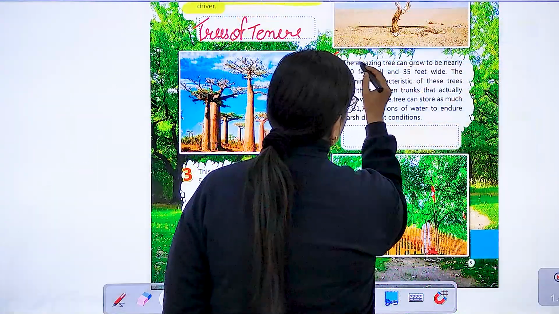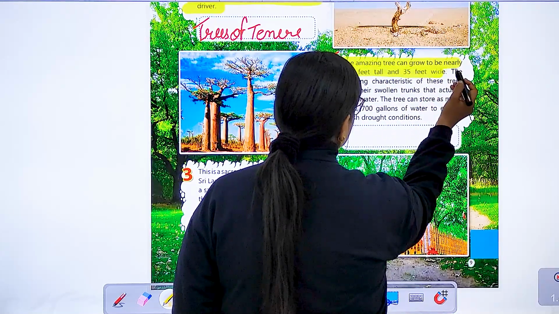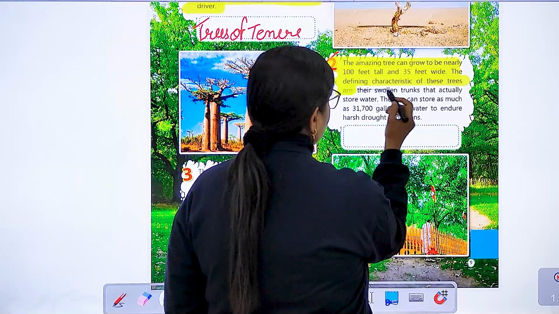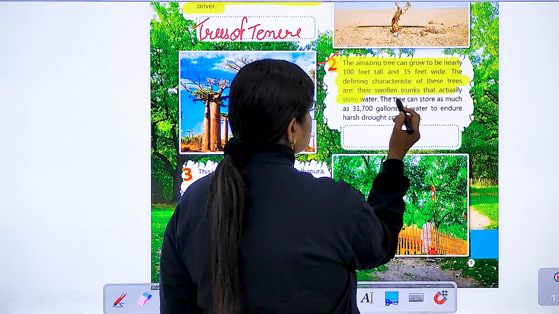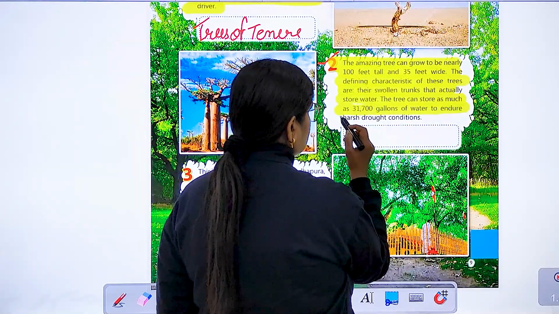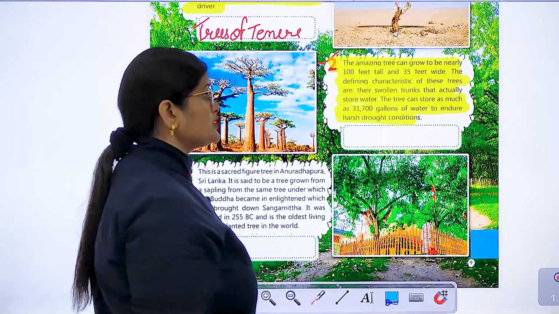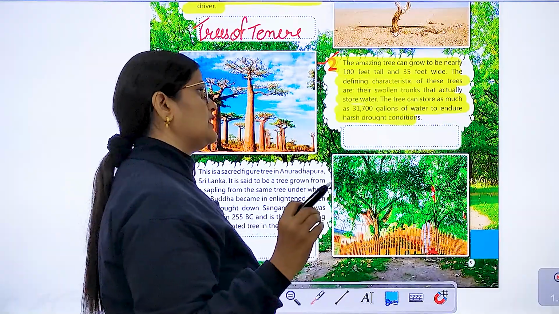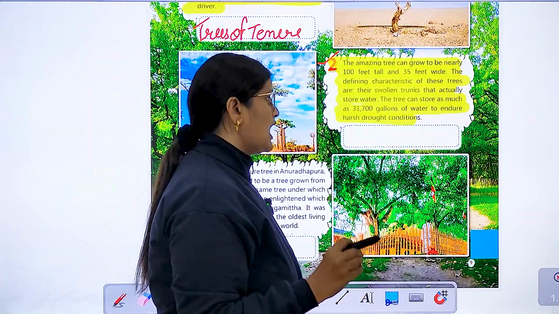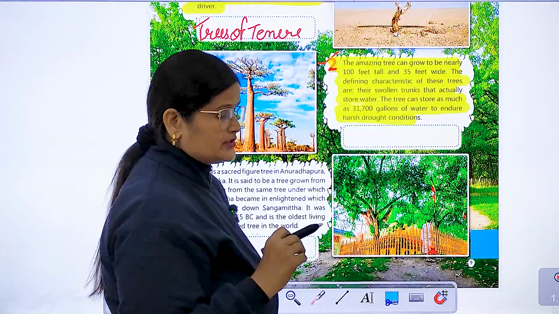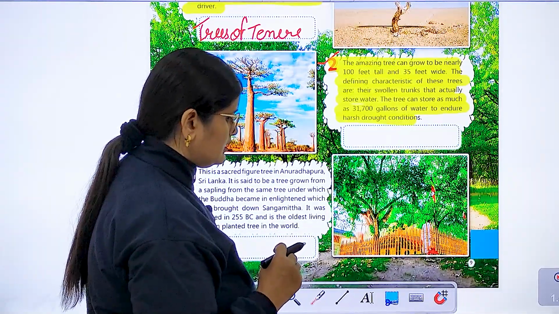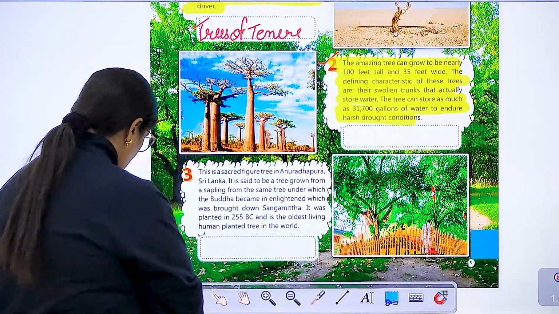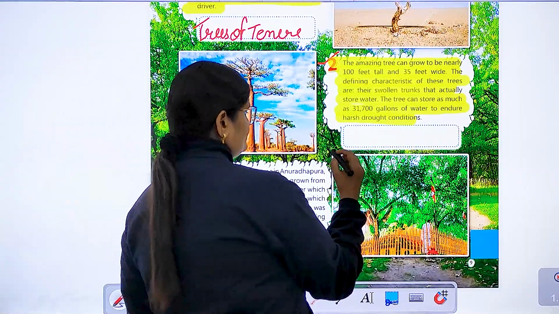Number 2. The amazing tree can grow to be nearly 100 feet tall and 35 feet wide. The defining characteristics of these trees are their swollen trunk that actually store water. The tree can store as much as 31,700 gallons of water to endure harsh drought conditions. So it is baobab. Which tree? Baobab.